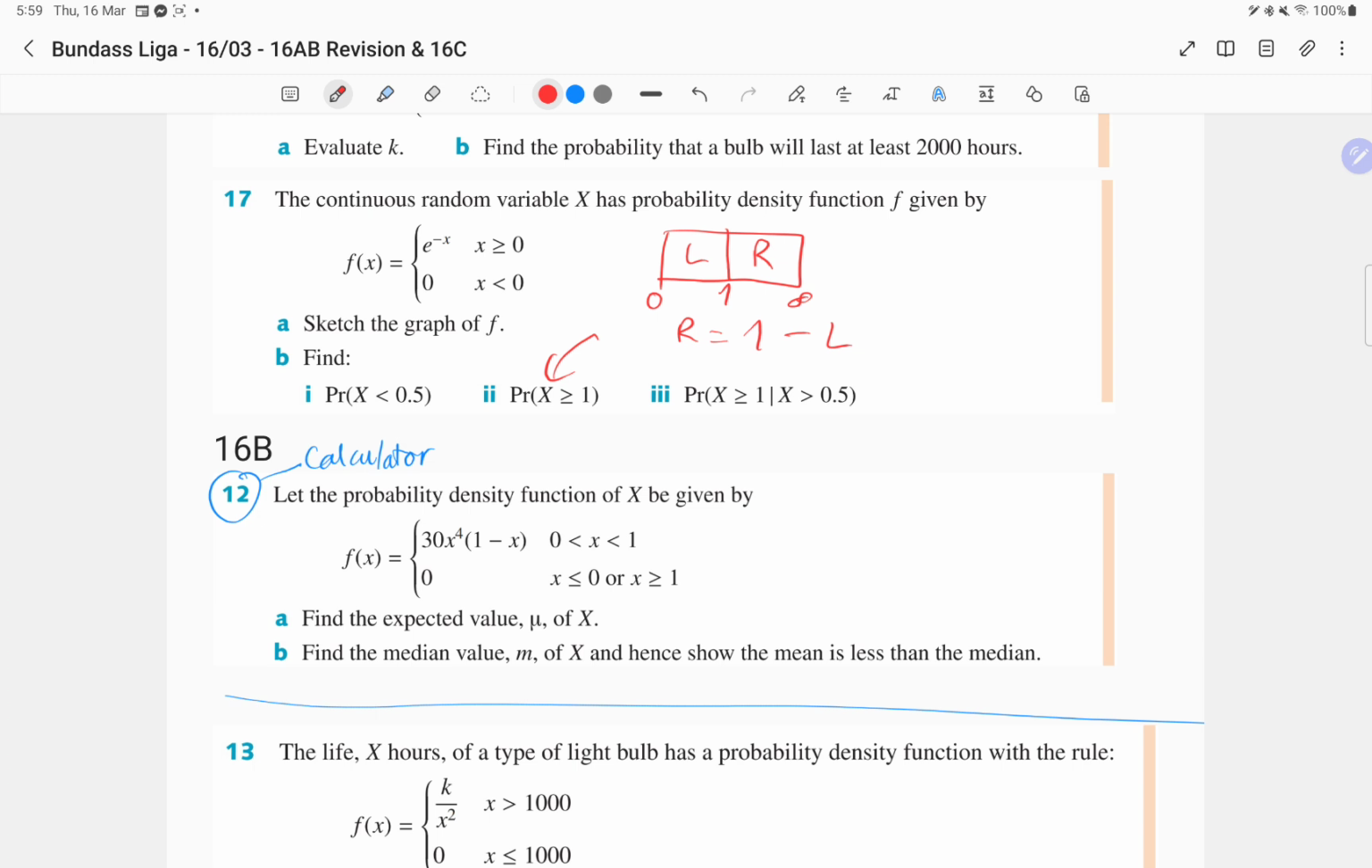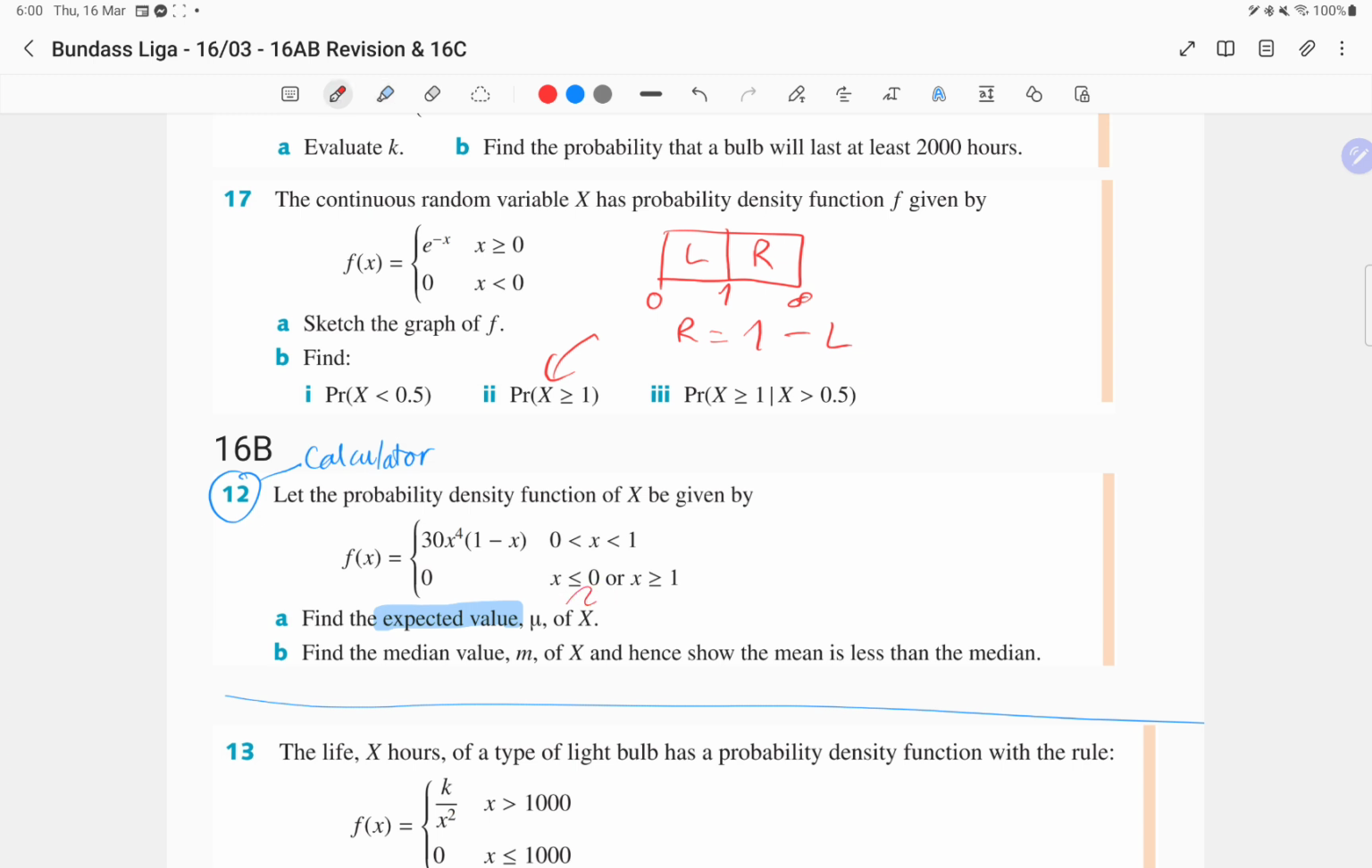Okay, now 16B is just testing how to use a calculator. So it's just testing you on 2 main concepts. What is the expected value? And you guys forgot that. It's just antiderive from left to right, but you have to times x into the function before you antiderive. Okay, that's the main one.